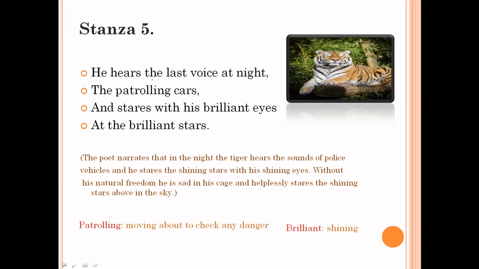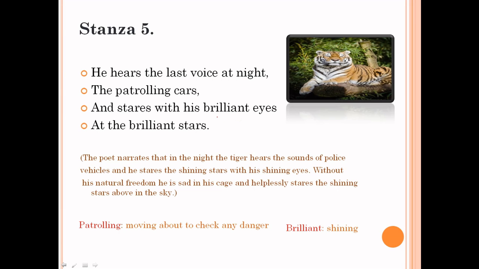So the tiger hears. जो टाइगर है वो अपने जो एक जू में रहता है वो लास्ट वॉइस नाइट में सुनता है, और ये आखिरी आवाजें जो हैं वो किसकी हैं? पेट्रोलिंग कार्स की, जो पुलिस के जो पेट्रोलिंग व्हीकल्स, यानी रात के समय कोई खतरे को देखने के लिए जो पुलिस की वाहन इधर से उधर चक्कर लगाते हैं उसको कहेंगे पेट्रोलिंग कार्स. एंड स्टेयर्स विद हिज ब्रिलियंट आईज, और वो लगातार देखता रहता है अपनी ब्रिलियंट आईज से. जैसे कि हम जानते हैं कि टाइगर्स की जो आंखें होती हैं बड़ी वेरी ब्रिलियंट और शाइनिंग होती हैं. एट द ब्रिलियंट स्टार्स, और जो स्टार्स होते हैं वो भी बहुत ही ब्राइट, बहुत ही शाइनिंग होते हैं. सो ये जो टाइगर है नाइट में लास्ट वॉइसेस को सुनता है और अपनी ब्राइट और बड़ी शाइनिंग आंखों से ये उन चमकदार सितारों को देखता रहता है.